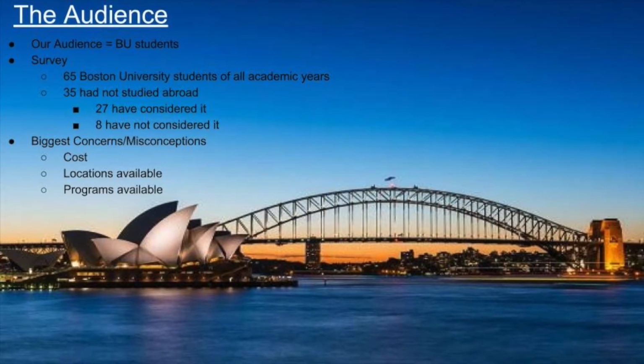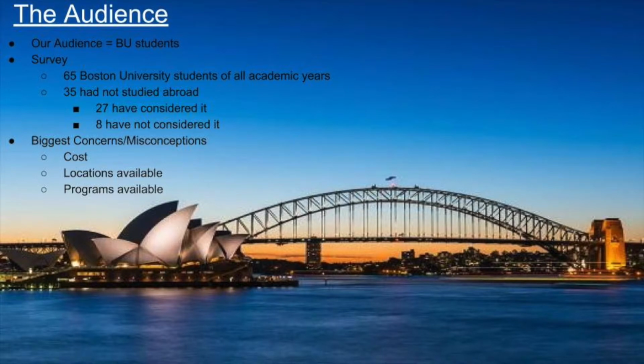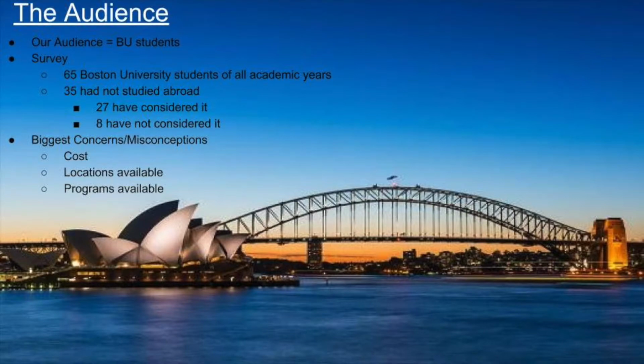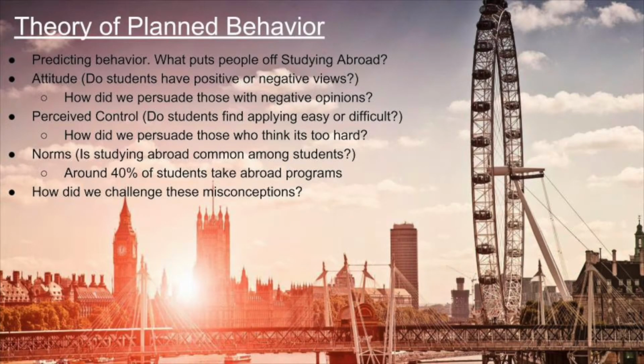From the 65 students we surveyed, 35 said they had not studied abroad. Out of those 35, only 8 said they had not considered it, and 27 said they had. In this survey, we found that the biggest concerns among students about studying abroad were cost, locations available, and different types of study abroad programs. We decided then to implement the central route of the elaboration likelihood model by providing information about locations, types of programs, and cost.